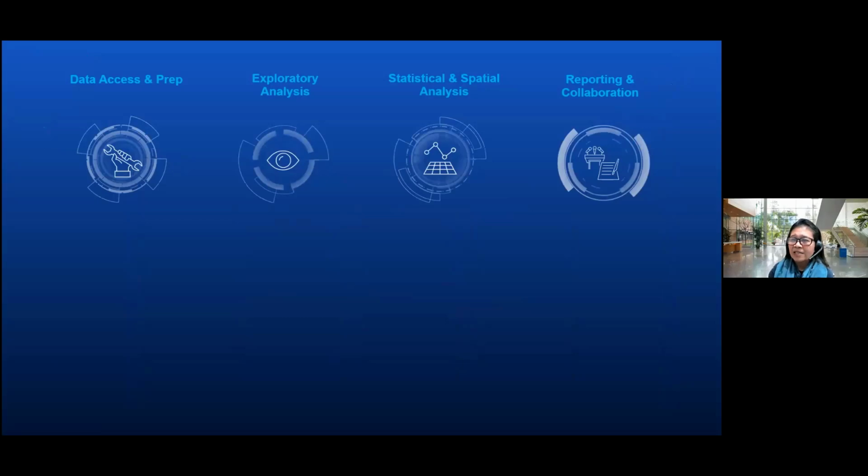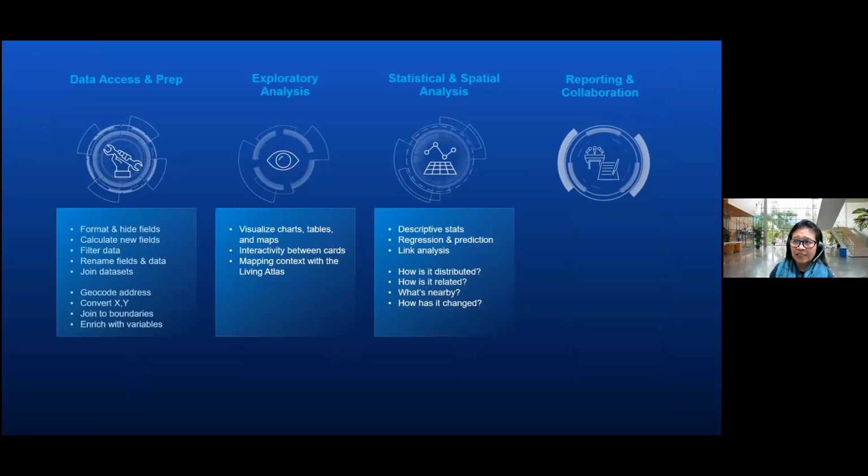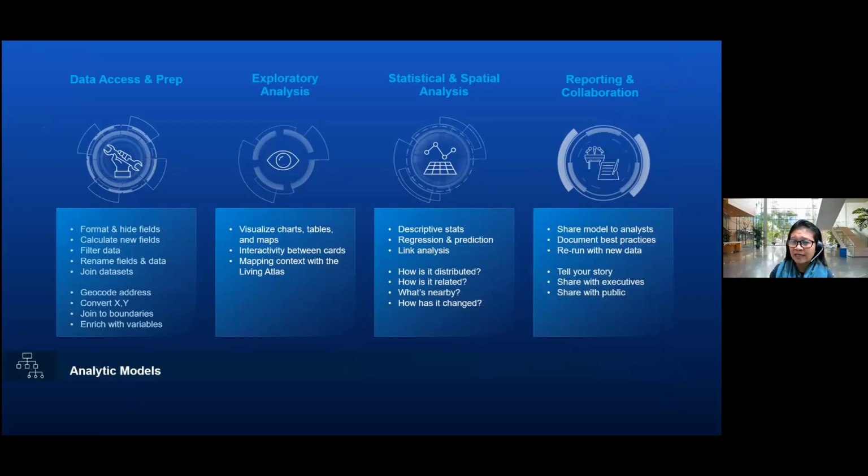All right. So this is the high level list of the 4 core capabilities that ArcGIS Insight offers you. It has the capability to do data access and preparation. It has the capability to do exploratory analysis, where you do the statistical and then spatial analysis, and then the component for you to share and do the reporting as well. Let's take a look one by one. On top of that, you can view your analytics, create the analytic models, and also do the scripting.